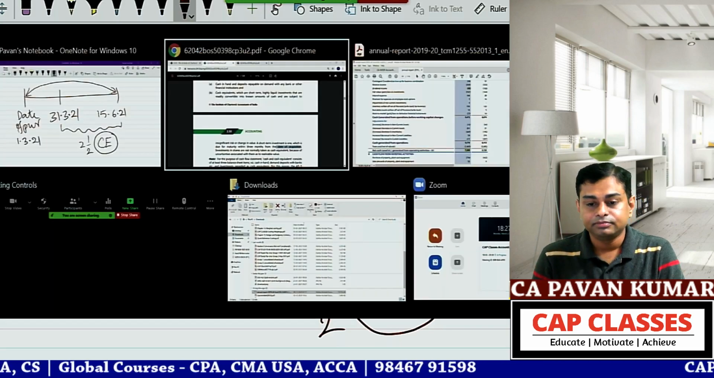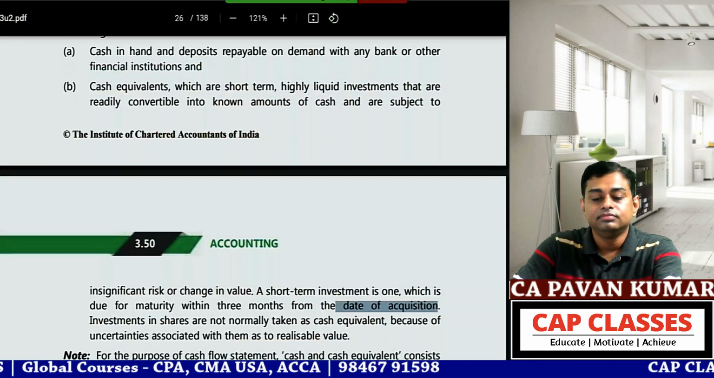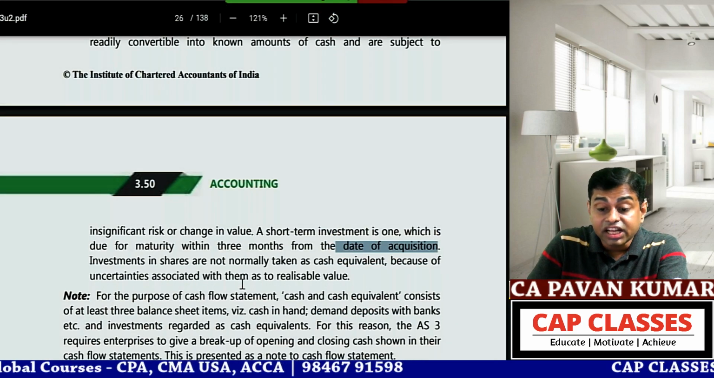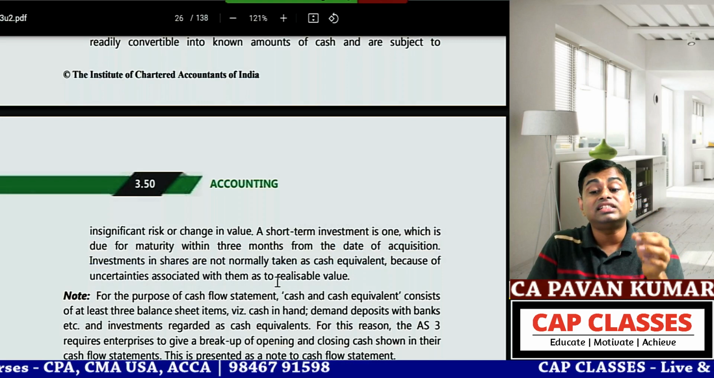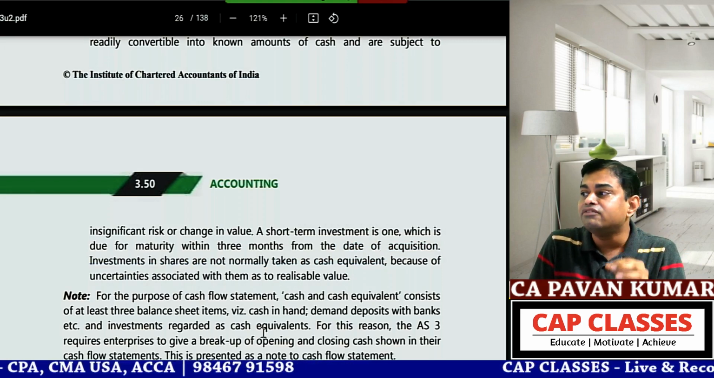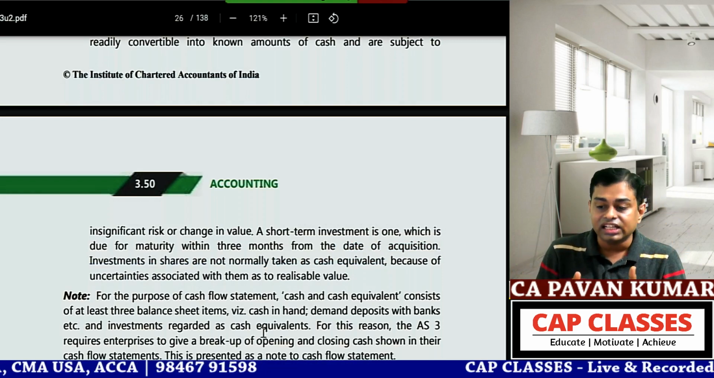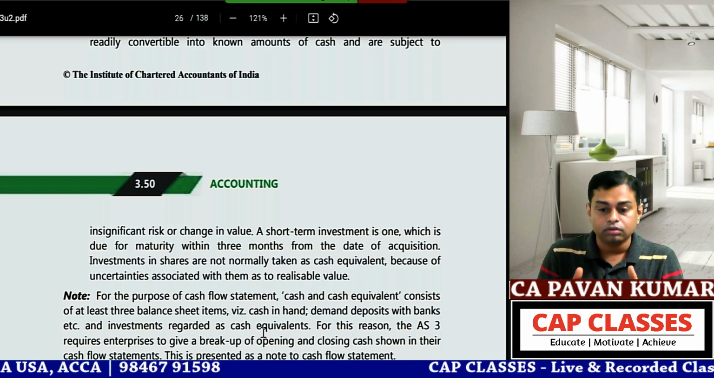You understand? Investment in shares are not normally taken as cash equivalents because of uncertainties associated with the value. Realizable value goes up, comes down.